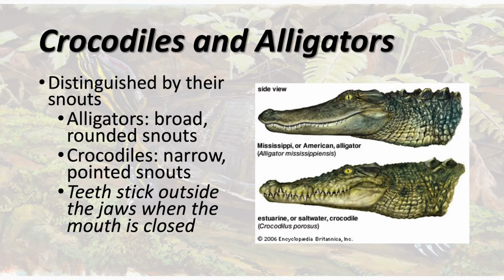different snouts. The alligator at the top has a broader and more rounded snout at the end. Crocodiles are more narrow and they have more of a pointy snout at the end as well. And you can also notice that both of them have teeth that stick out on the outside of their lower jaw, which is really, really scary.